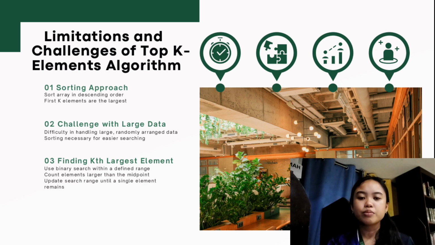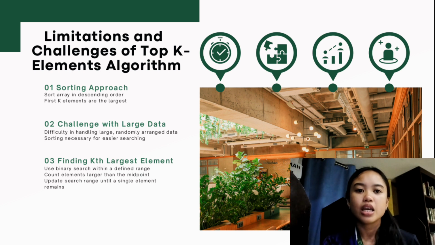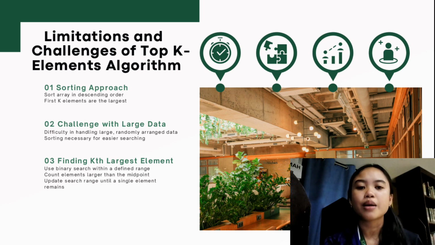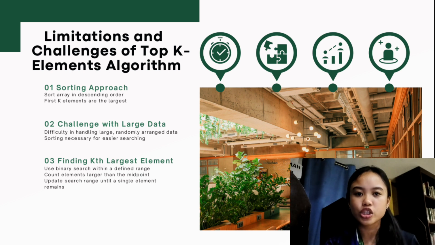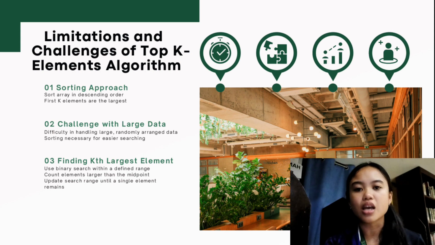Binary search can be used to find the K largest elements by defining a search range based on the input array's minimum and maximum values. In each iteration of binary search, count the elements larger than the midpoint and update the search range accordingly. This process continues until the range collapses to a single element, which is the K largest element.